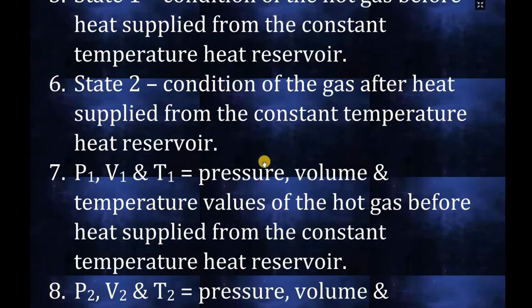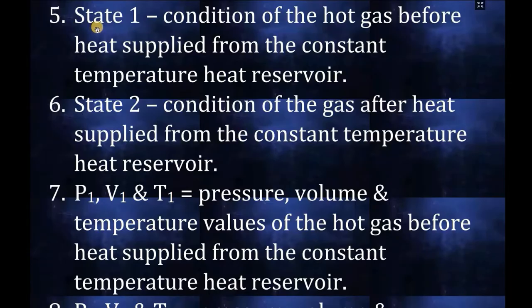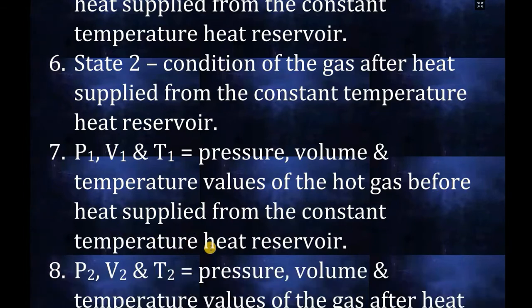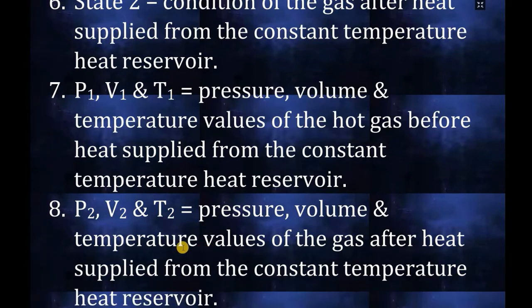First, state 1. State 1 is nothing but the condition of the hot gas before heat is supplied from the constant temperature heat reservoir. State 2 is the condition of the hot gas after heat is supplied from the constant temperature heat reservoir. P1, V1, T1 are the pressure, volume and temperature values of the hot gas before heat is supplied from the reservoir. P2, V2, T2 are the pressure, volume and temperature values of the hot gas after heat is supplied from the reservoir.